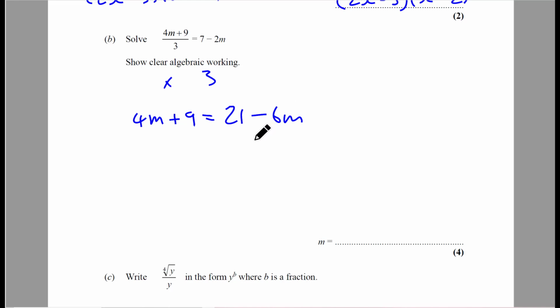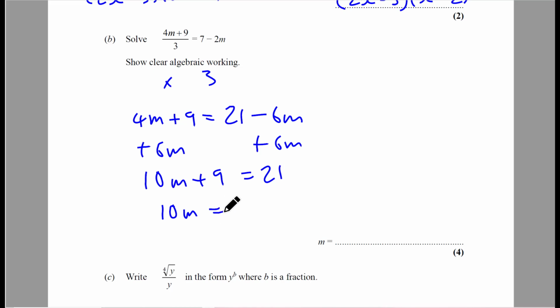Normally we get rid of the smallest amount of m's, which this is, the smallest amount is minus 6m. So I'd plus 6m on both sides. So then we get 10m plus 9 equals 21. I'm going to minus the 9, so 10m equals 12. So remember, minus the 9 here. So m equals 12 divided by 10. So m is 1.2.